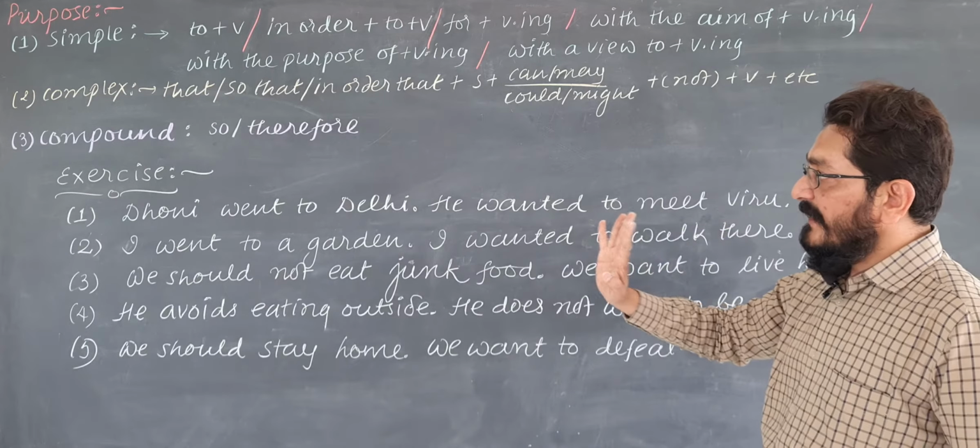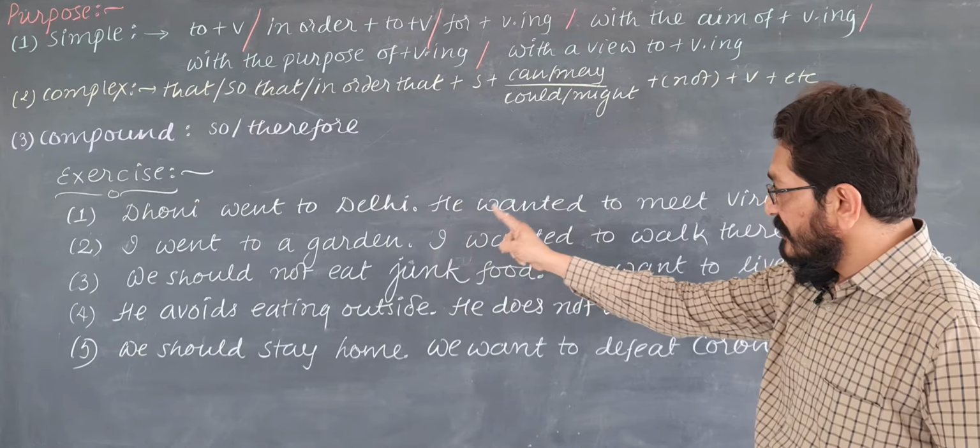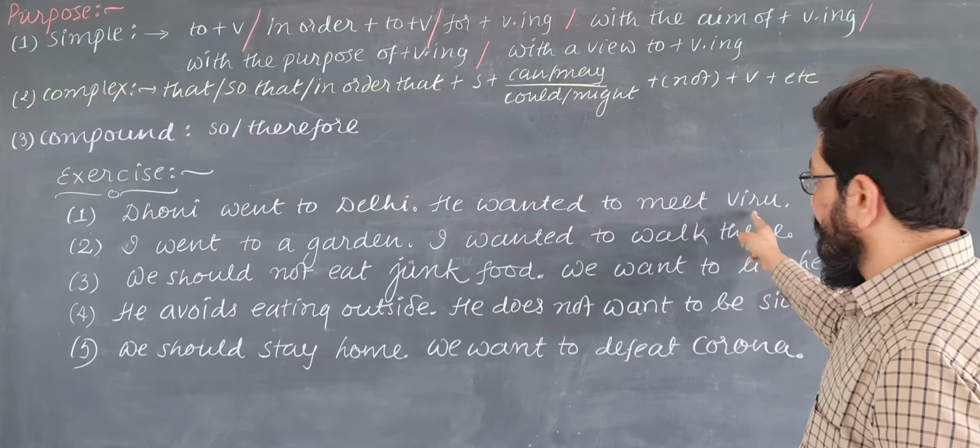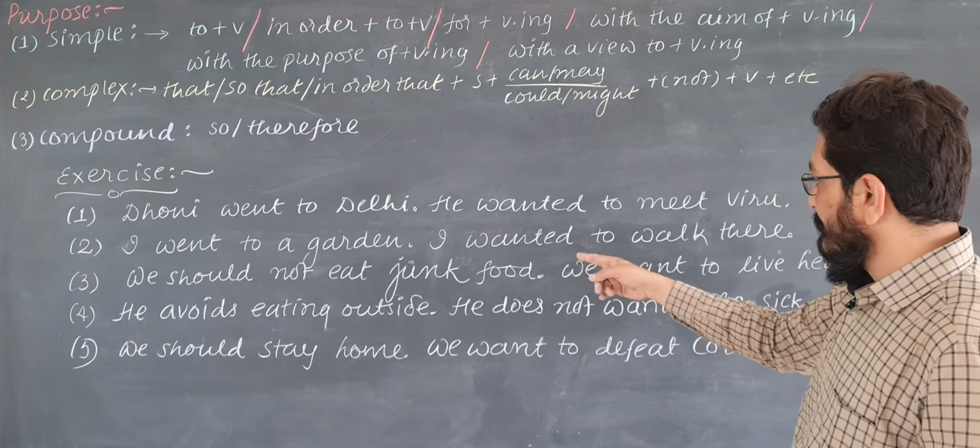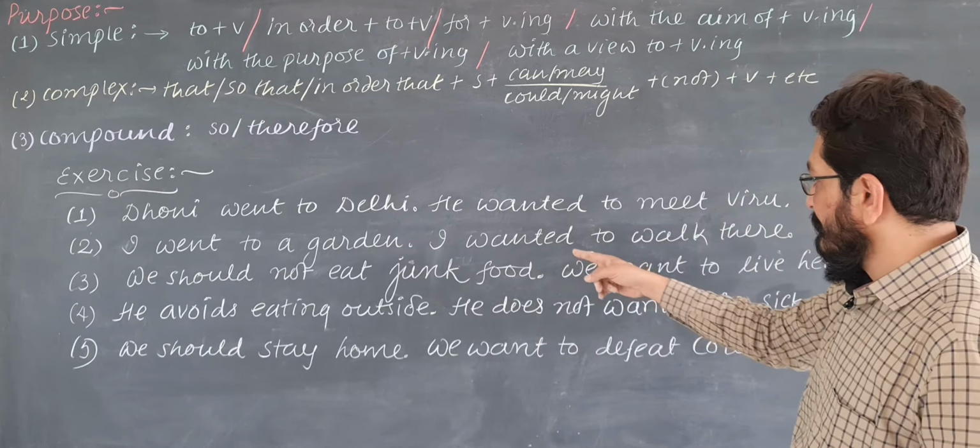Now suppose I want to make it complex. Dhoni went to Delhi so that he could meet Viru. And if I want to make it compound, Dhoni wanted to meet Viru, so or therefore he went to Delhi.